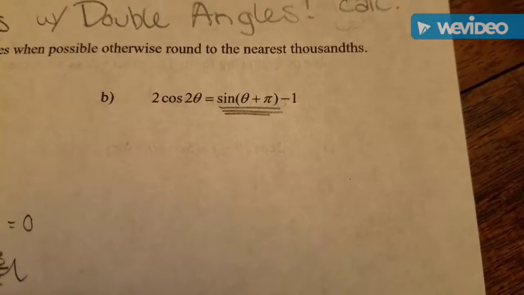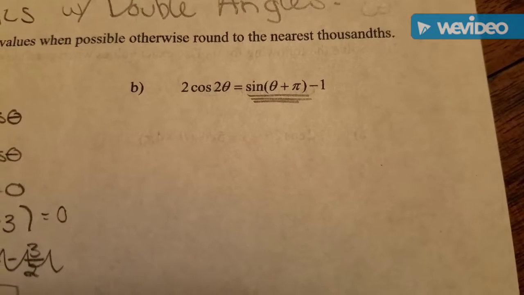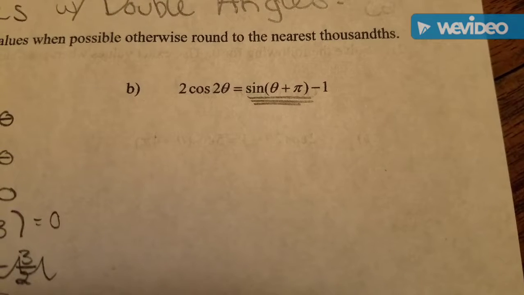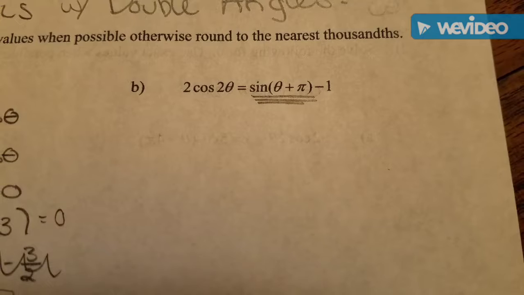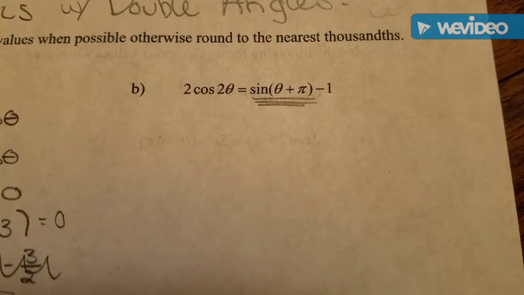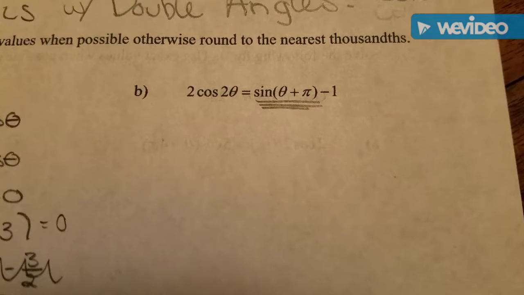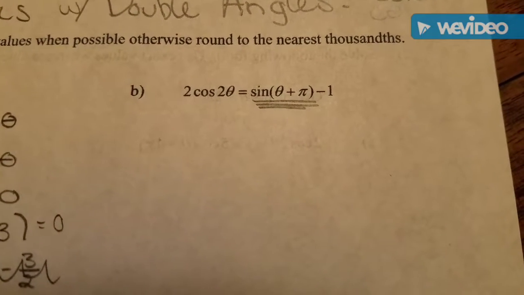Okay, so let's look at problem B now. We have 2 cosine 2 theta equals sine of, in parentheses, theta plus pi, minus 1. The first thing I want to notice about this problem is that we're going to have to use the rap song that we've learned. We want to do that first, and then we'll figure out what we're going to substitute for 2 theta.